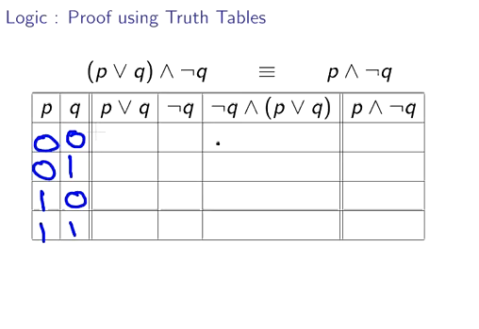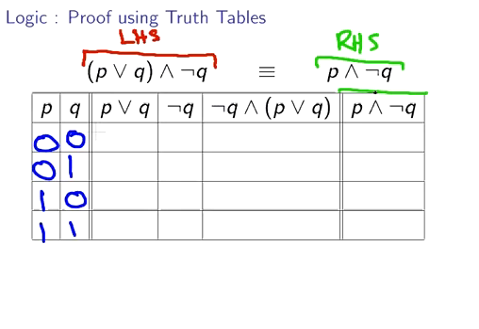Now, first off, I'm going to perform this part of the calculation first. I'm going to work on this side here, the left-hand side. Then I will look at this side here, the right-hand side. So these three middle columns correspond to the left-hand side. I'm going to color code them red.